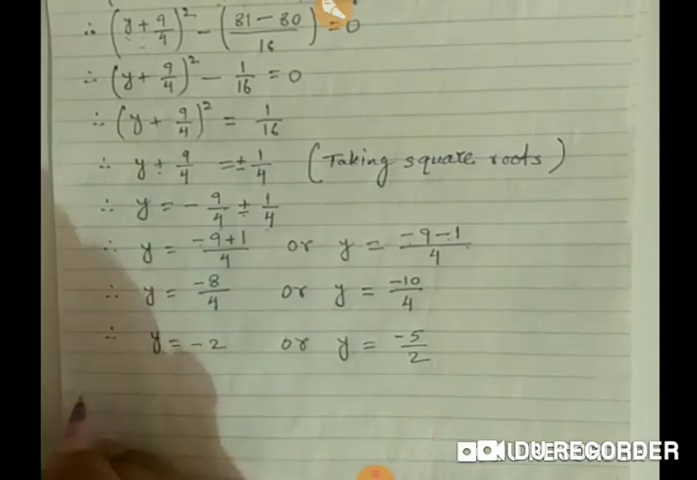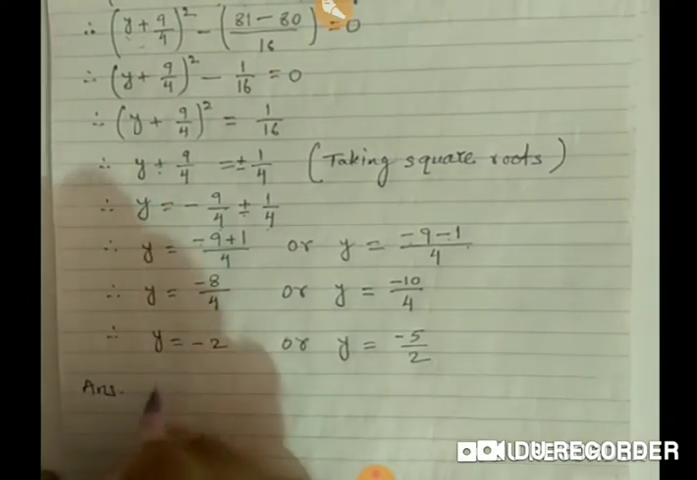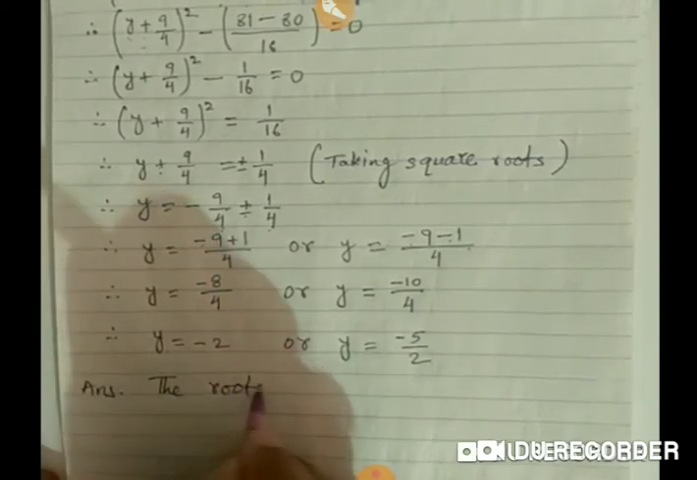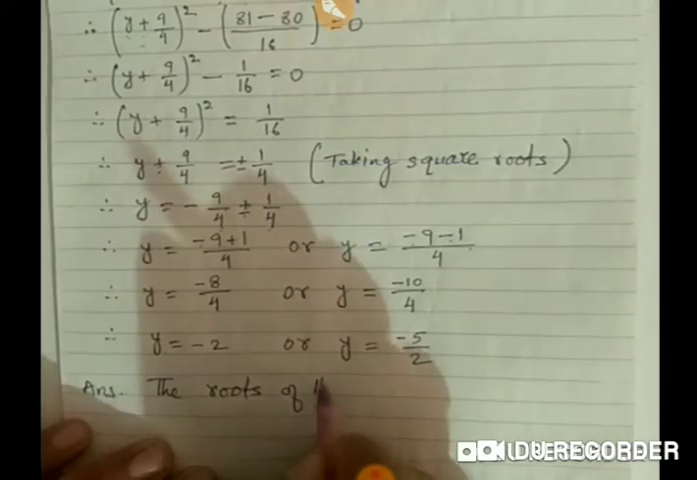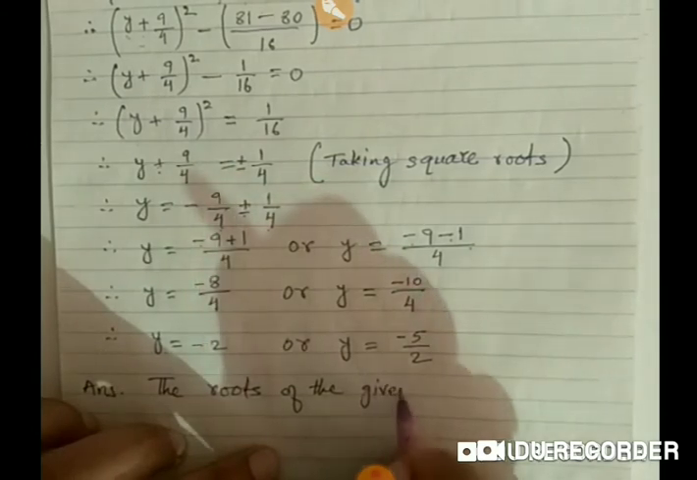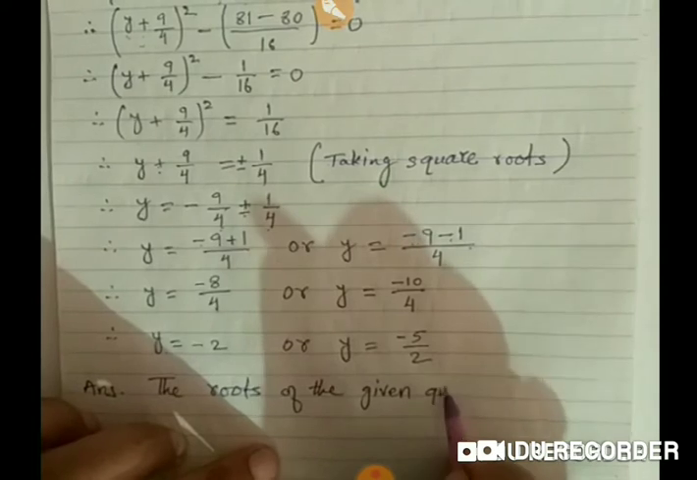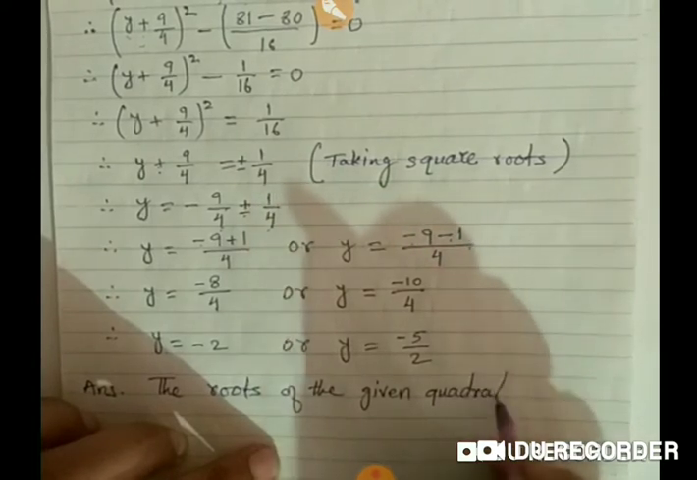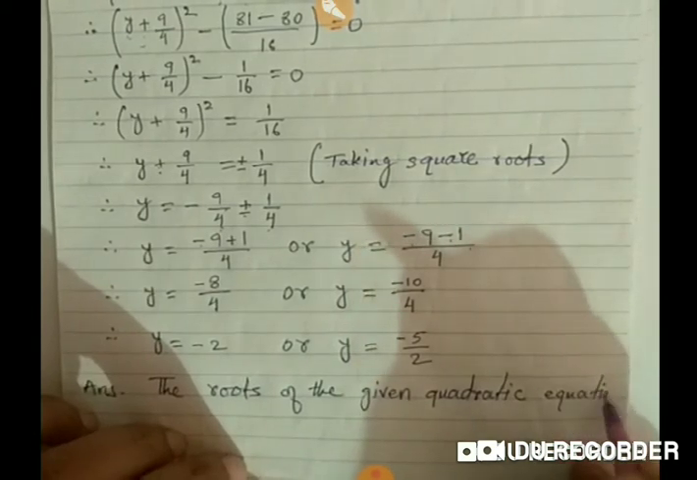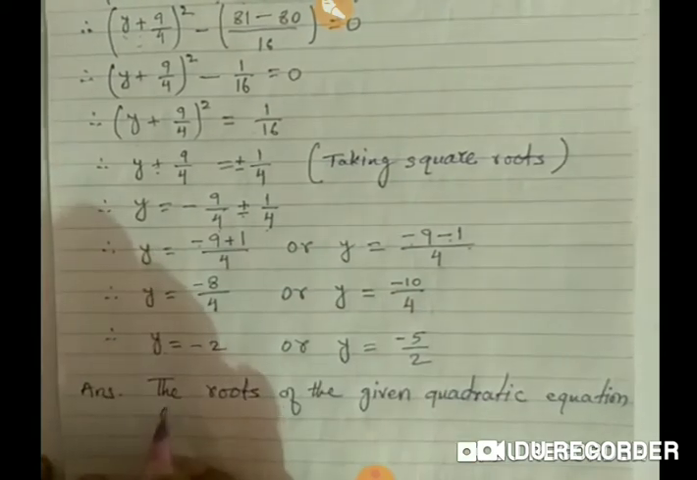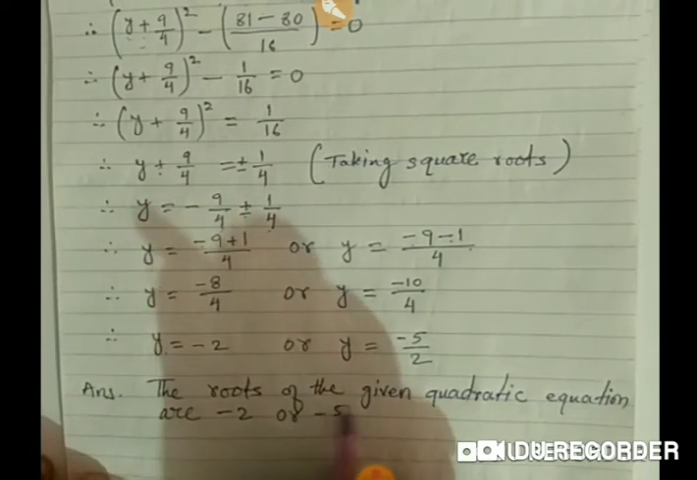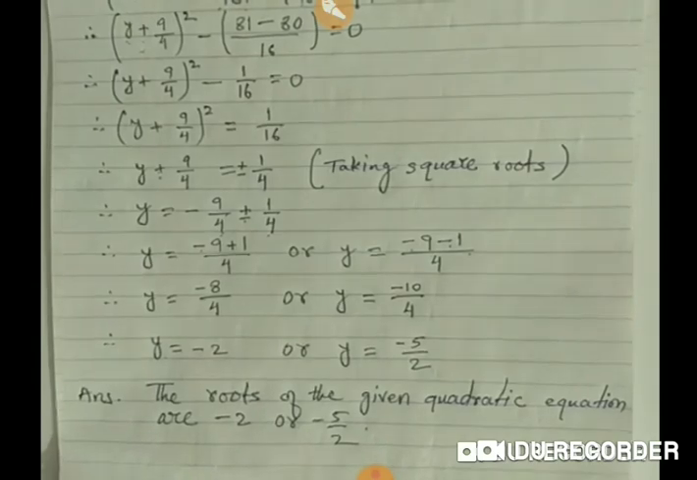You will write your final answer. The roots of the given quadratic equation are minus 2 or minus 5 by 2. This is your final answer.